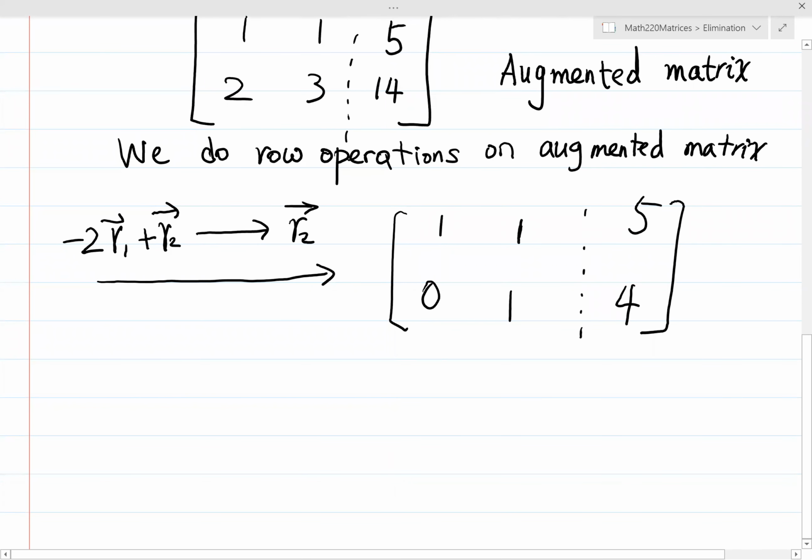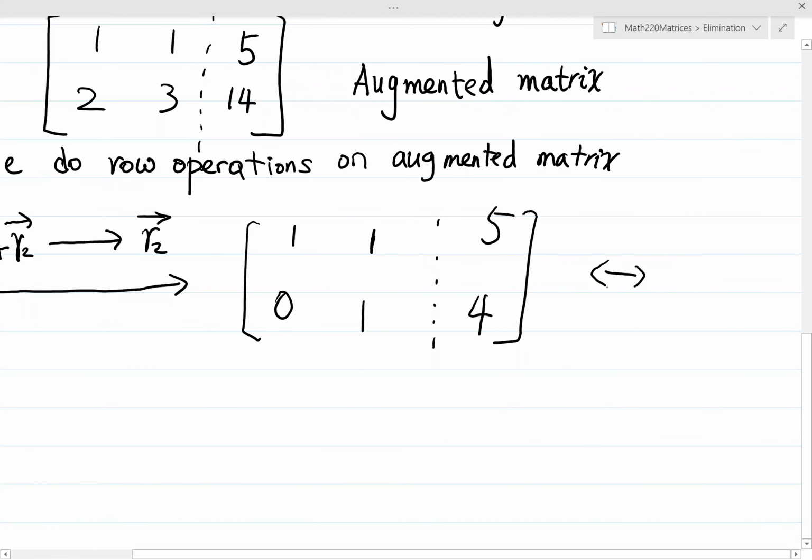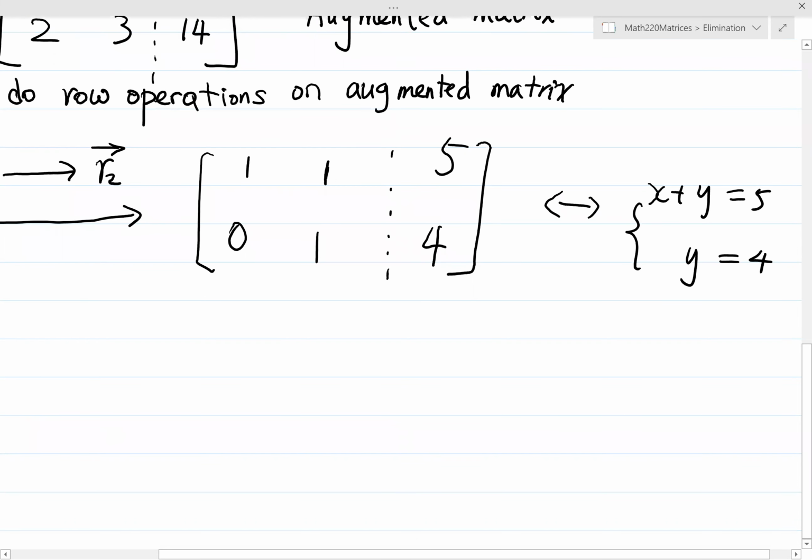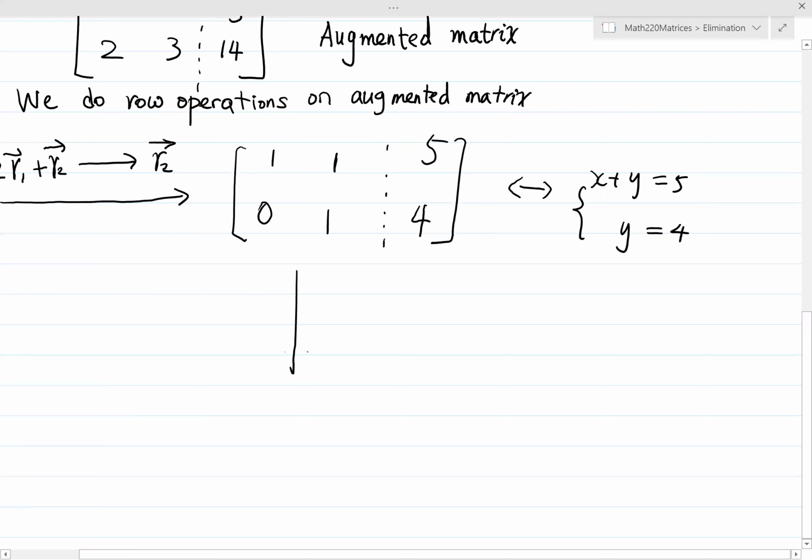And then what we get is, remember, this corresponds to x plus y is 5, 0x plus y is 4. If you read the augmented matrix for this, and then we do row operation again. Now we add the first row, so we do -2 R2 plus R1, replace R1. So we add -1 multiple of the second row to the first.